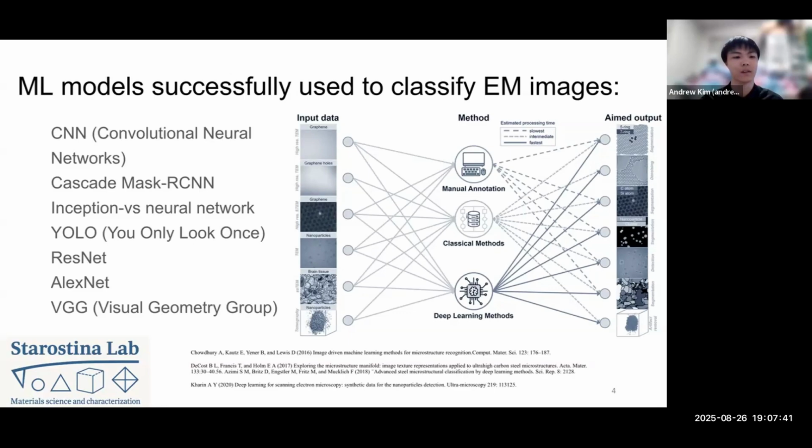ResNet prevents information loss and keeps networks stable with skip connections, making it powerful for image tasks, though it requires heavy computing and large datasets. AlexNet was an early breakthrough using ReLU, or rectified linear unit, and dropout, but is slower than newer models. VGG, or Visual Geometry Group, is simple and effective, stacking small filters for better learning, though it needs a lot of memory and computing power.